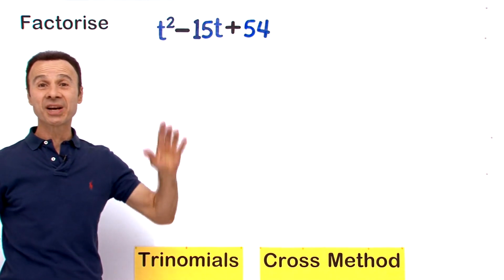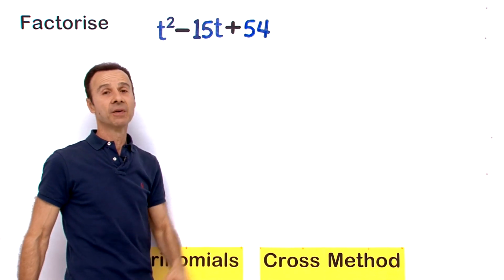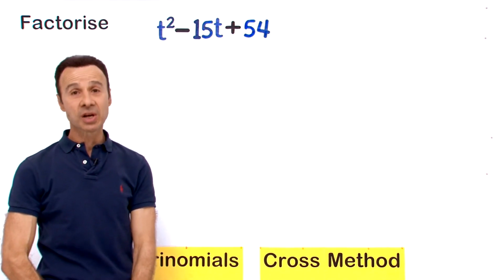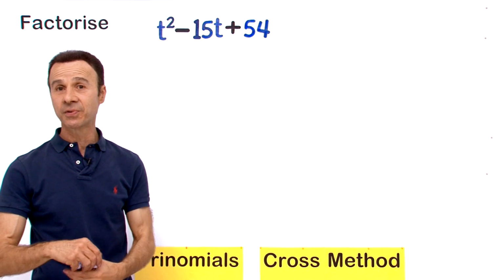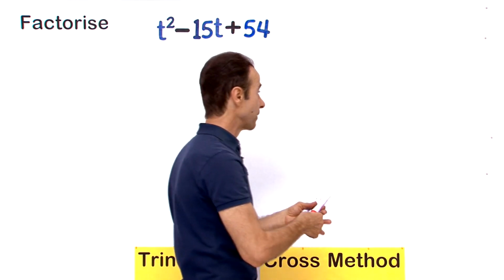Okay, let's fully factorize the following trinomial. We have t squared minus 15t plus 54. We're going to use something called the cross method, and it involves two steps. The first step is to find two numbers that multiply to give us 54.